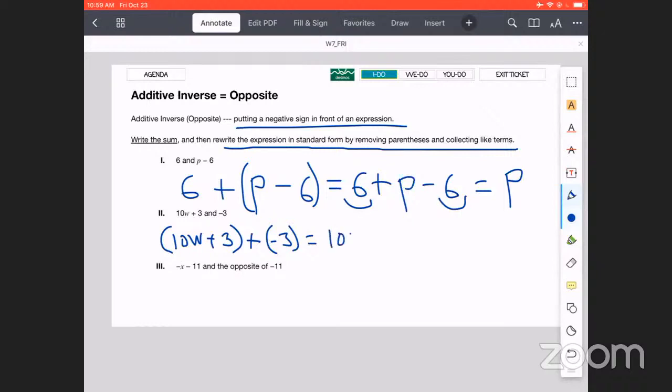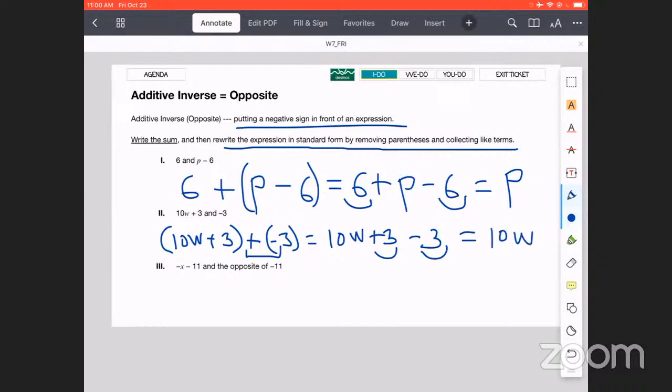So I need to just write it down 10w plus 3. And so positive times negative, it's always negative. So I'm going to write it down negative 3 or minus 3. Okay. And so is there a like terms? Yes, it is. So 3 and minus 3. So these are the like terms. It becomes 0 again. So the only thing left will be 10w.